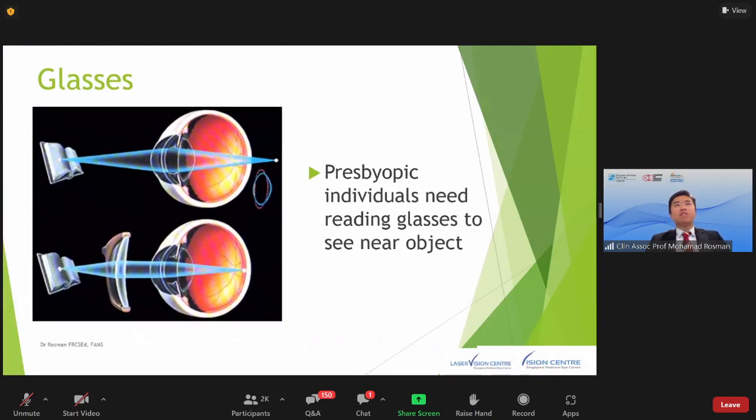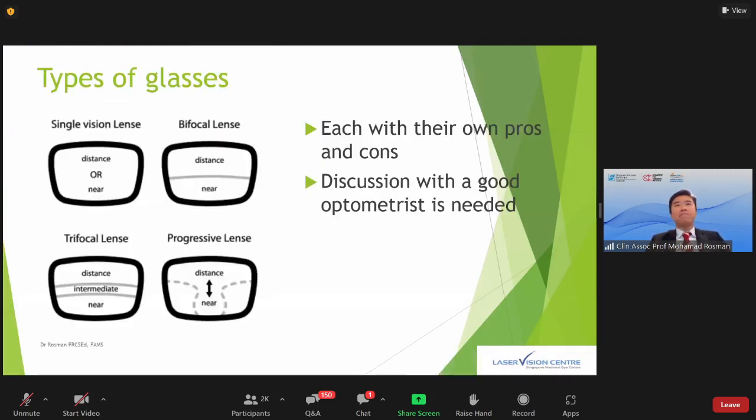And the simplest solution is actually glasses. If you wear reading glasses, you will be able to see near. There are different types of glasses, each with its own pros and cons. There are single vision lenses, bifocal, trifocal lenses, progressive lenses, and a discussion with a good optometrist is needed to see what is best for you.